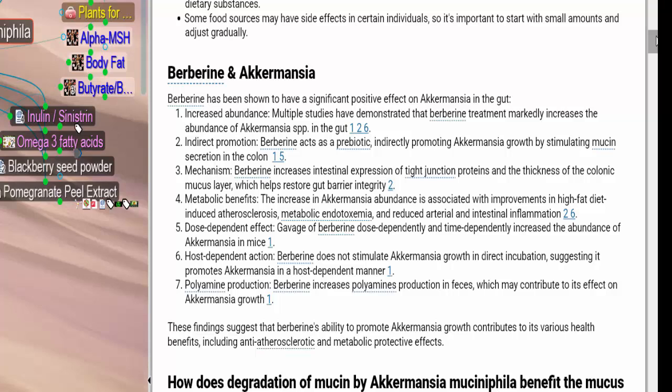As far as its metabolic benefits, the increase in Akkermansia abundance is associated with improvements in high-fat diet induced atherosclerosis, metabolic endotoxemia, and reduced arterial and intestinal inflammation. It is dose-dependent. So how does degradation of mucin by Akkermansia benefit the mucus layer?